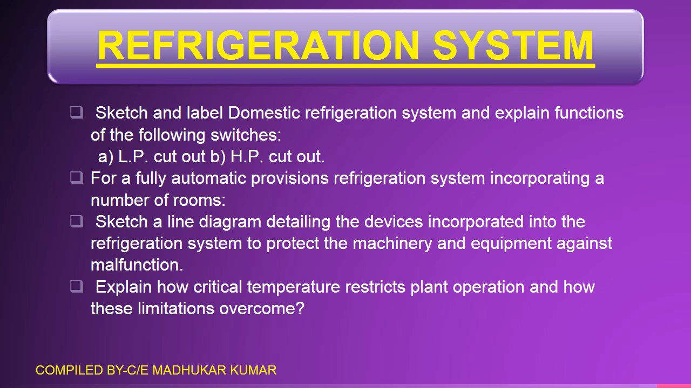These are the safeties which is incorporated into the domestic refrigeration system, so that needs to be described and the benefits of it. For a fully automatic provisions refrigeration system incorporating in a number of rooms, sketch a line diagram detailing the devices incorporated into the refrigeration system to protect the machinery and equipment against malfunction. So the safety is basically needs to be explained. Explain how critical temperatures restrict plant operation and how these limitations are overcome.